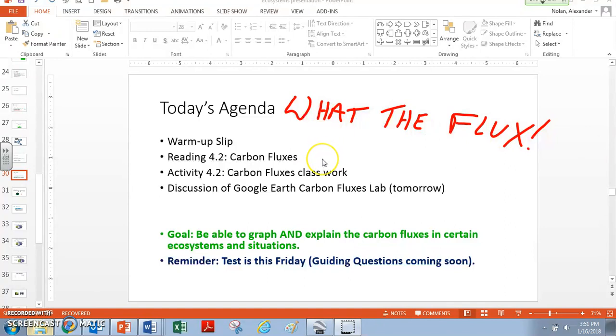What we should be able to do at the end of these two videos, there's really two: there's this one, and then I'm going to make another one that talks about the mathematics and the graphing behind it. Our goal should be to be able to graph and explain the carbon fluxes in certain ecosystems and situations. That might sound like a vague mandate: be able to graph and explain.